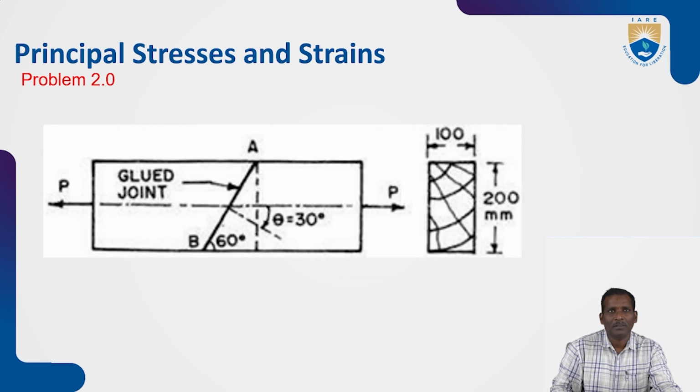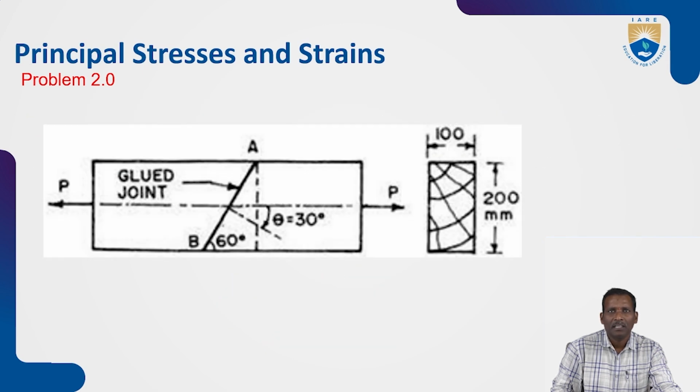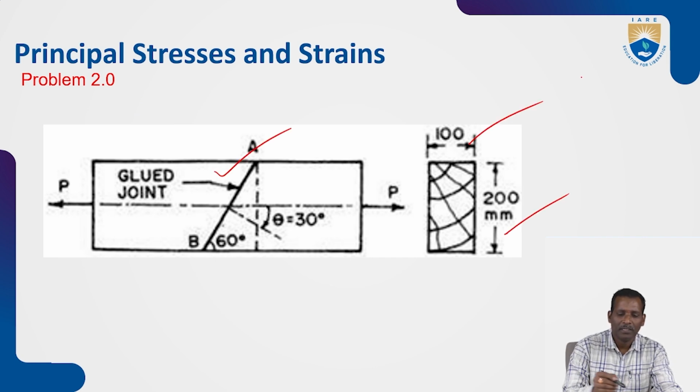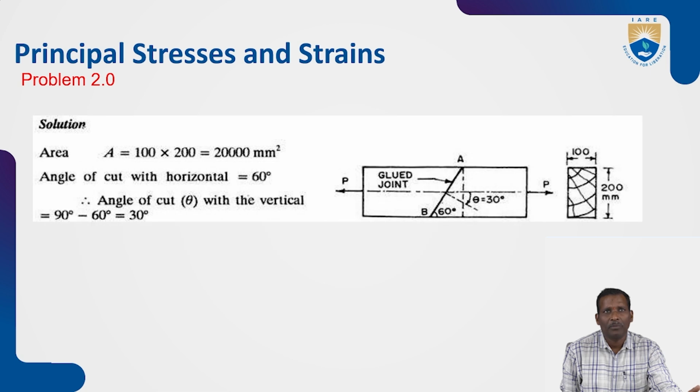So how to calculate? We will see. This is the given diagram. It is formed by a tension member connecting two wooden scantlings with glue. The glued joint is shown in this diagram. The dimensions are 200 by 100 and the angle is 60 degrees. From its axis, that is theta, 30 degrees. Now we have to calculate stresses on this AB plane.